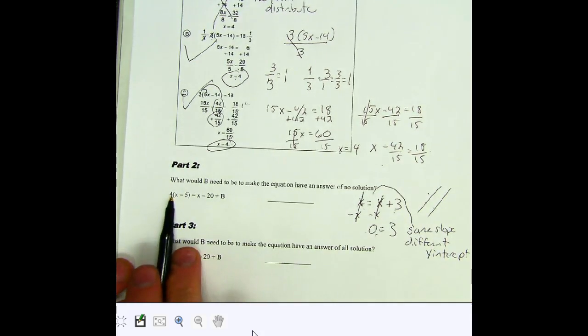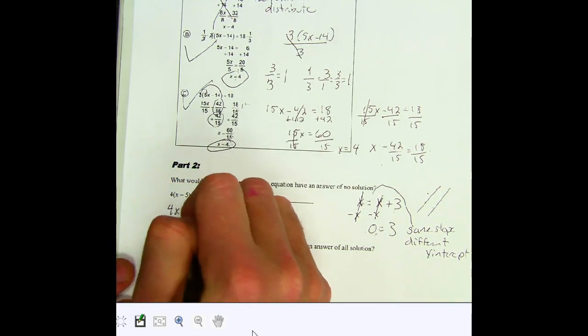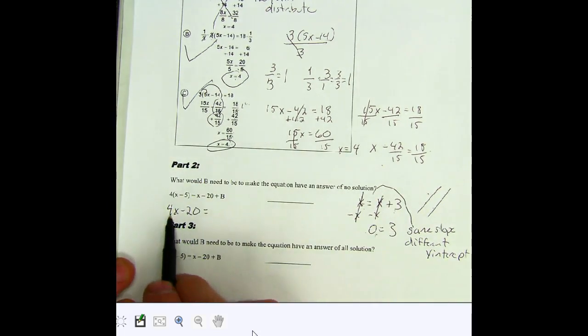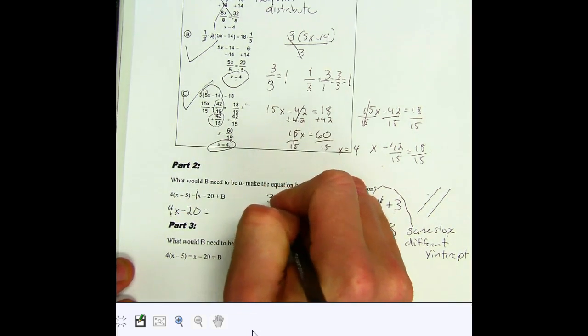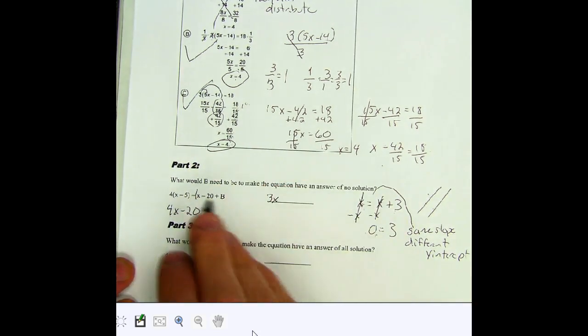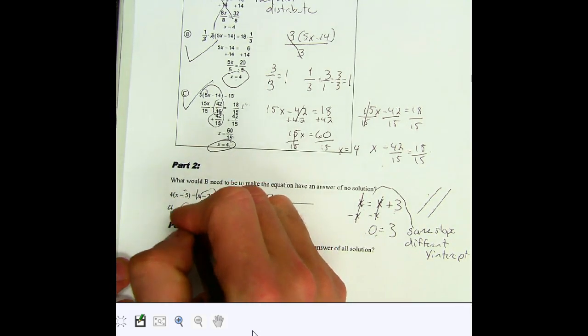So let's go over here. I'm going to first distribute. So I have 4x minus 20 on this side. What do I need to have on this side? I need to at least have the same slope, which is 4. So I already have 1x. What's b going to be? 3x, because I got to add 3x. But then I already have a minus 20 here.